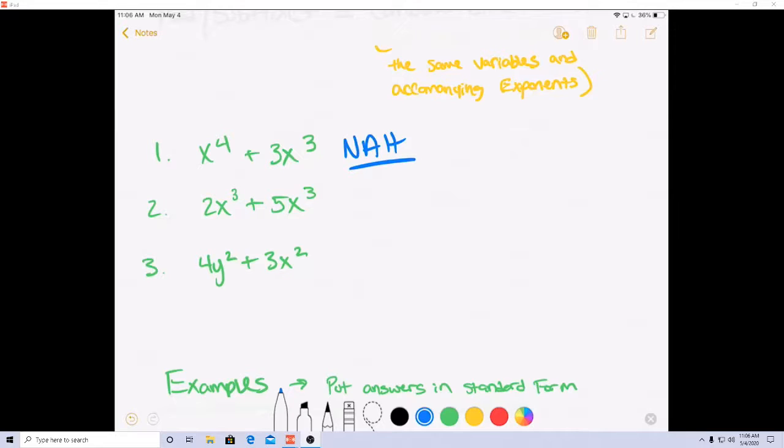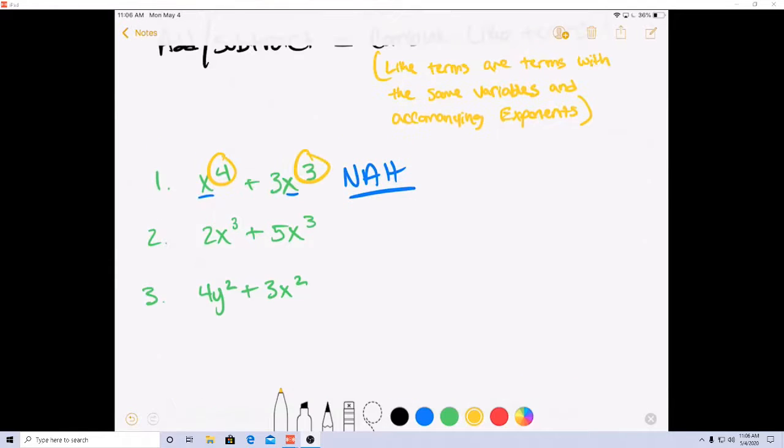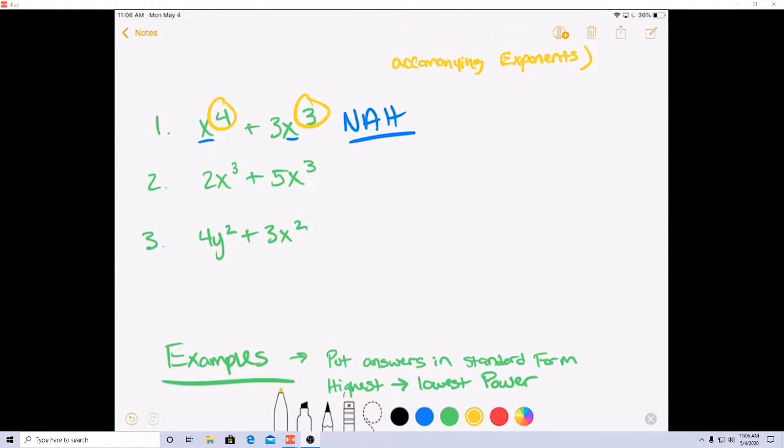Can't do anything with that. That's as simple as it's going to get. Because though they do both have an x, the power on this one is a 4, the power on this one's a 3. That makes them not like terms. Because like I said right here, for something to be a like term, it's got to have the same exact variable and the same exact powers with that variable. So I can't add x to the 4th and x to the 3rd. They're not like terms. All right? So no, I can't do that one.